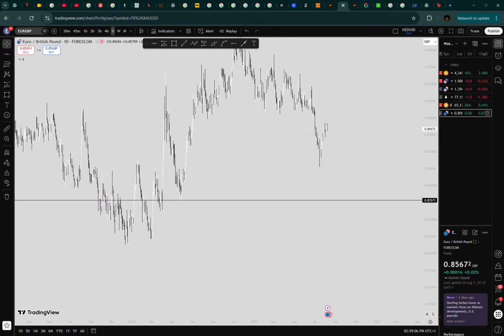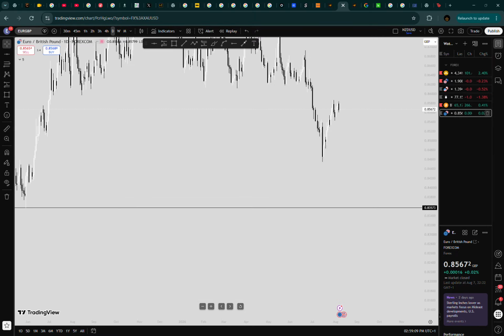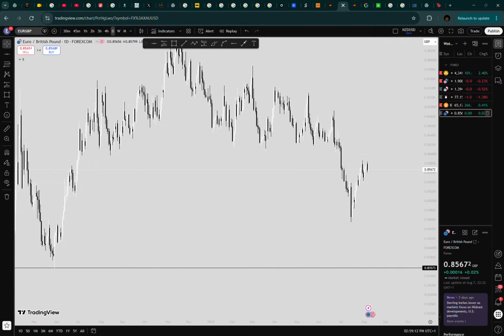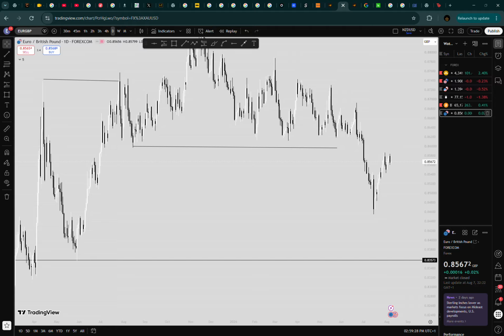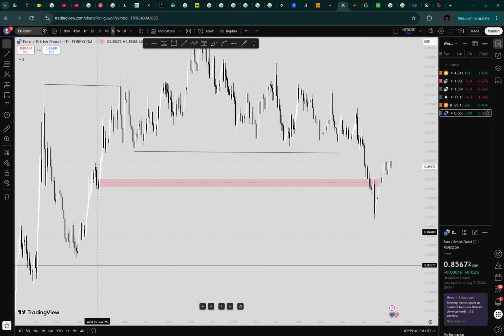Now, what pattern do you notice here? A high that got broken. Let me mark it out. A high that got broken. Liquidity. And a zone. What do you see from that zone? Price did not respect the zone. It violated the zone. So number one, we have another zone here. We have a breaker here. This one is no longer a breaker.